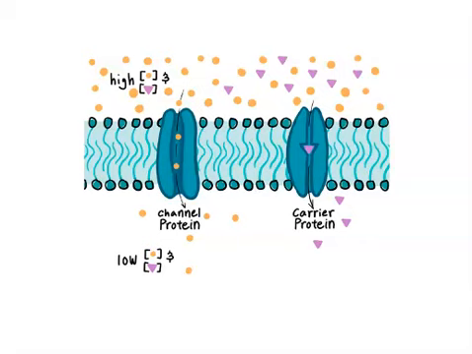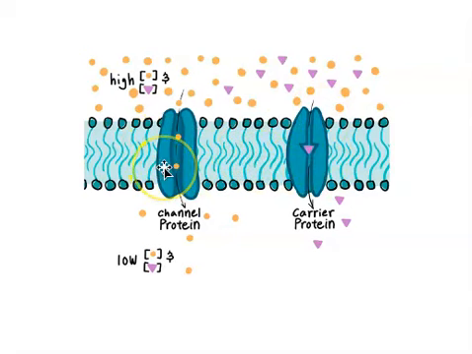On this slide, we're looking at a diagram of the process of facilitated diffusion. So we've got a representation of a membrane in the middle of the slide. You can see heads and tails and heads, the membrane bilayer. You can also see these structures drawn in.